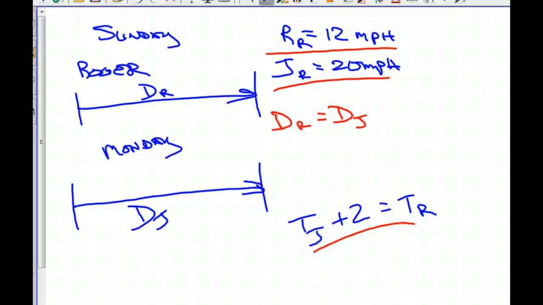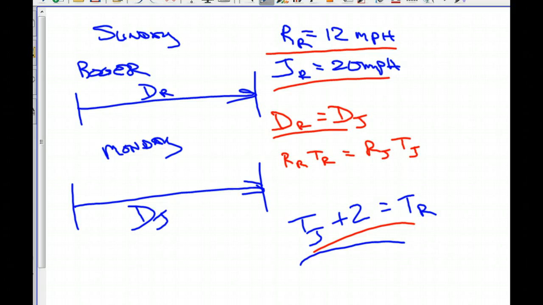So instead of writing dR equals dJ, we're going to write the rate of Roger times the time of Roger equals the rate of Judy times the time of Judy. Now we can use substitution. For RR, we can put in 12. For TR, we can put in TJ plus 2 that we have right here.